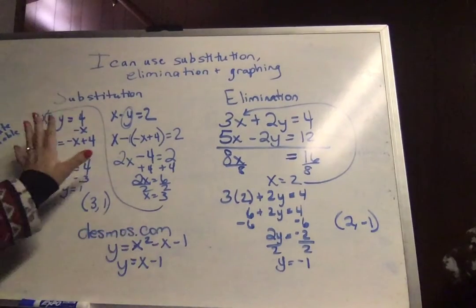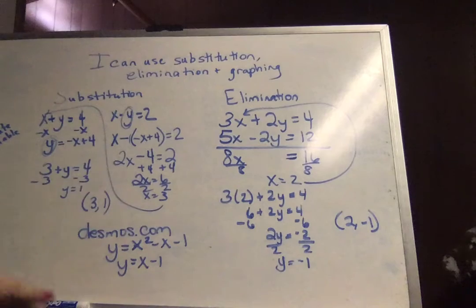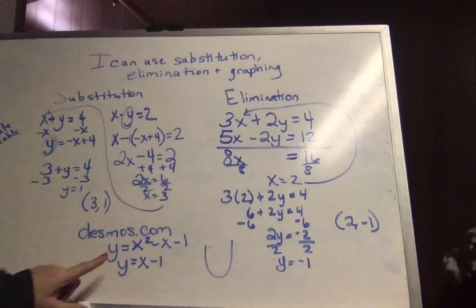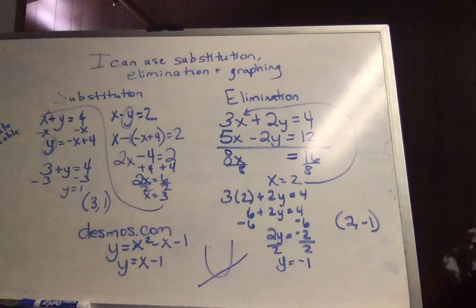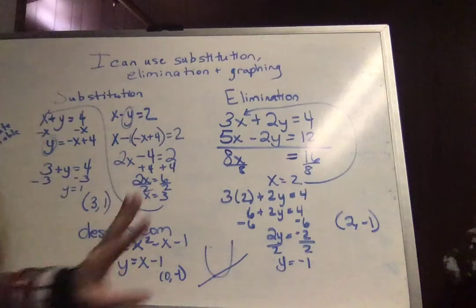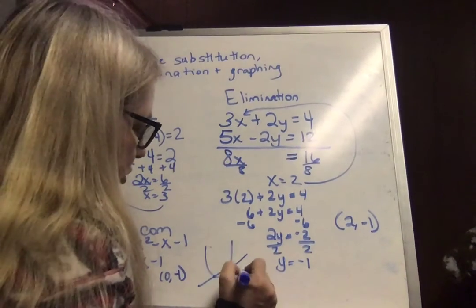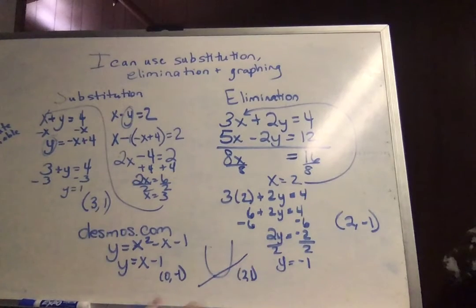Instead of doing substitution or elimination, you could strictly type it into Desmos, y equals x squared minus x minus 1, which will give a parabola, and y equals x minus 1, which will give a line, and they happen to cross at 0, negative 1. That's the lower one, and 2, 1 is the higher. These are both solutions, lower and higher solutions. You could try those out on Desmos.com and see if you know how to do the graphing.